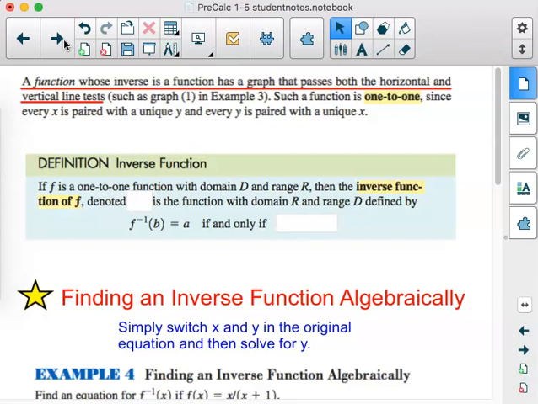So, definition of an inverse function: if f is a one-to-one function with domain and range R, then the inverse function, we get a little notation of f. It looks like f to the negative 1, but that is how we annotate inverse functions. This is going to be a function with, notice how they swap.